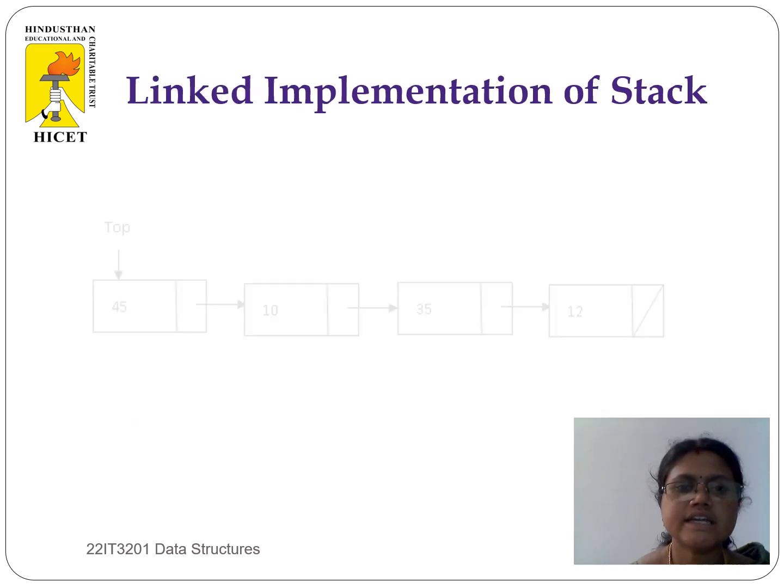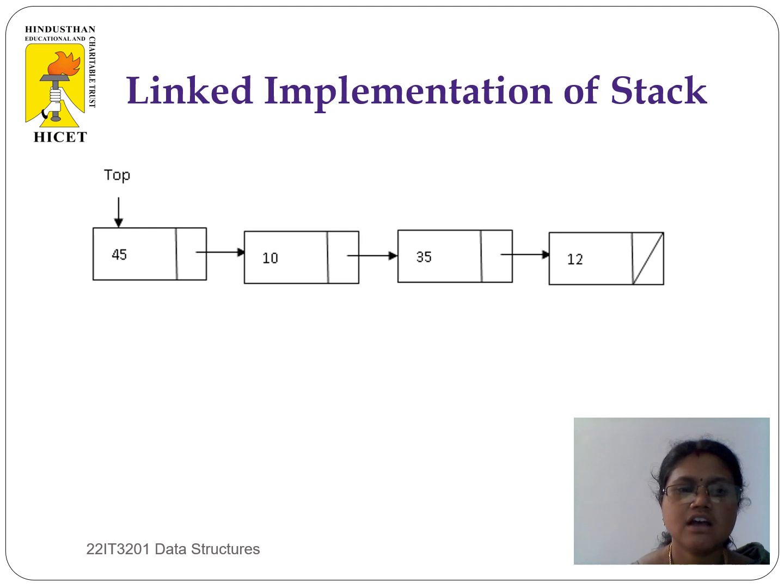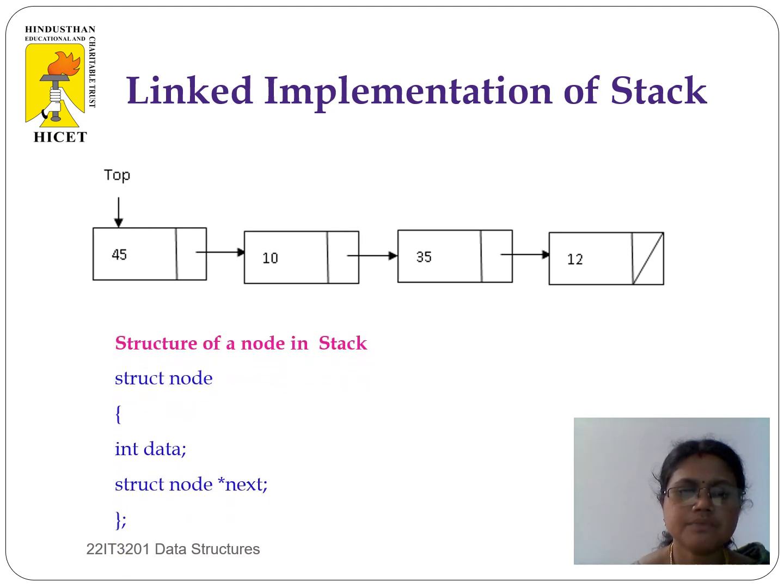Now, let us see the linked implementation of stack. For the linked implementation, each and every data item will be represented in terms of a node. A node here is a self-referential structure. A structure which refers to itself is called a self-referential structure. In this particular structure, we have two parts. One is data and the second is a pointer pointing to the next element. The above is the diagrammatic representation of a linked implementation of stack, where we have the elements 12, 35, 10, 45 arranged in a sequential manner.